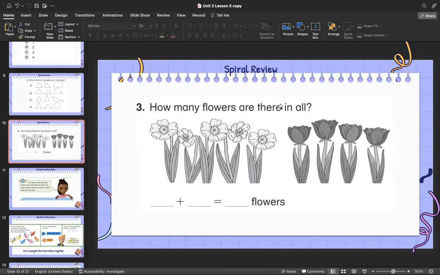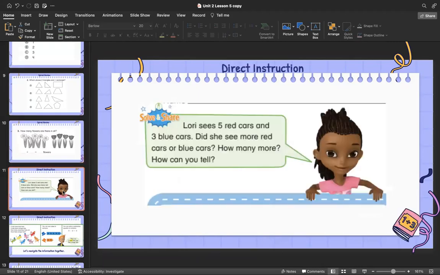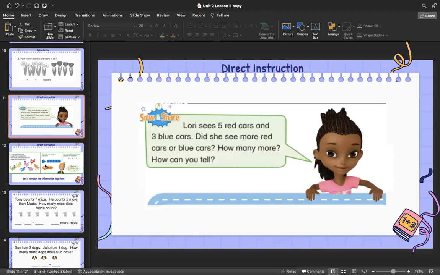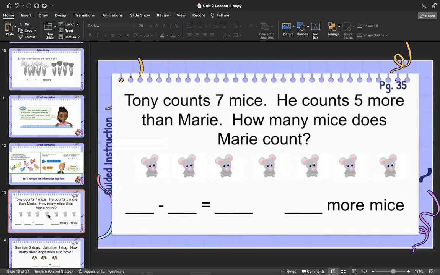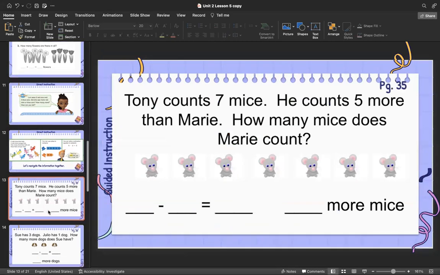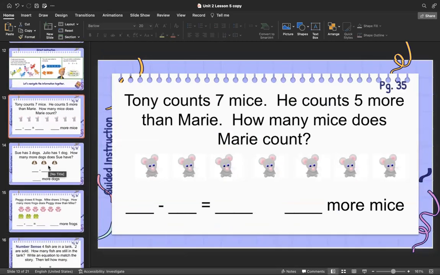How many flowers are there in all? In all is another key word. What does in all mean? Here's your direct instruction if you want to go deeper from the Envision Math. So pause these as you go. Here are some guided instruction from the workbooks. Pause them.